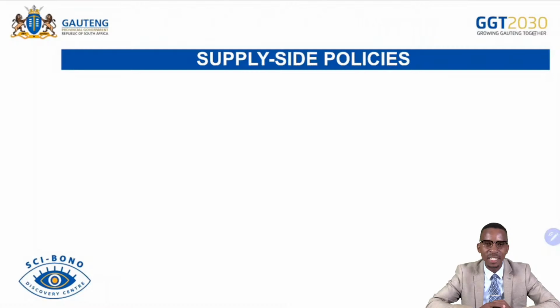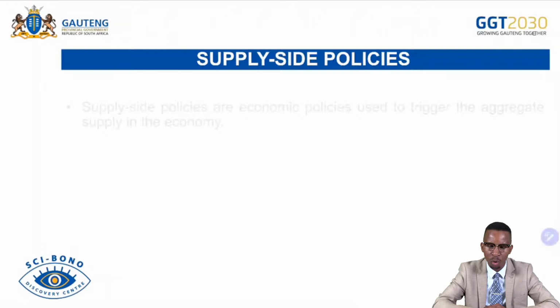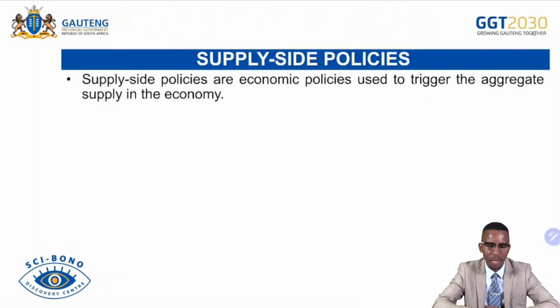So these are measures undertaken by the government to influence aggregate supply. The main aim is to increase the supply so that there will be no supply constraints within the economy, to avoid the effect of inflation if you come across a high level of economic growth. Supply side measures must be in place. Supply side policies are economic policies used to trigger the aggregate supply in the economy.